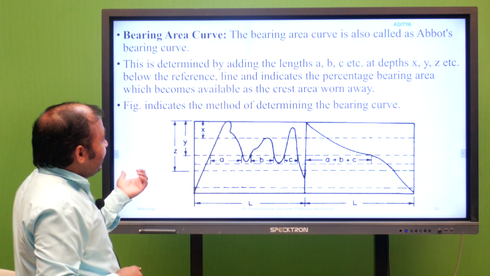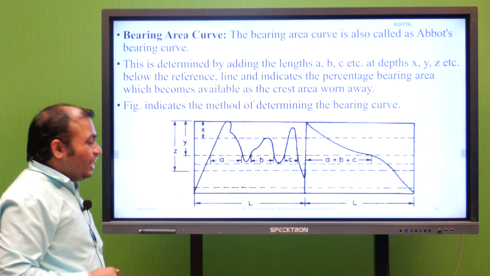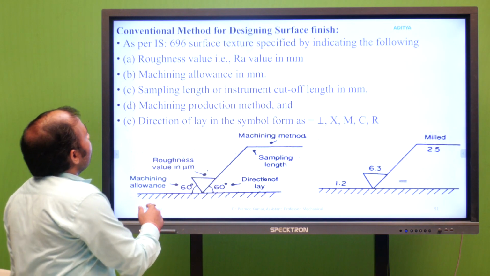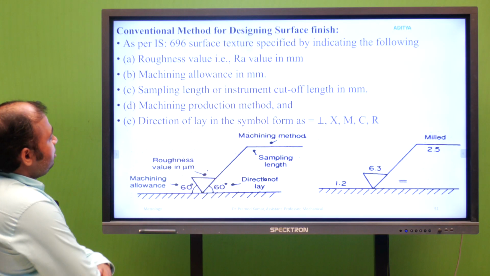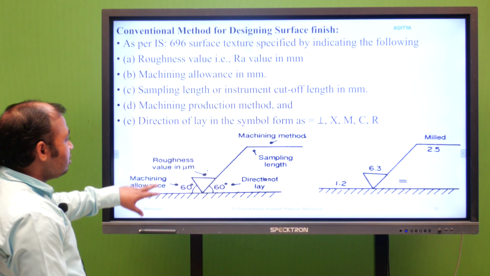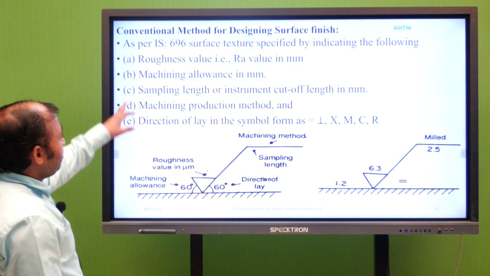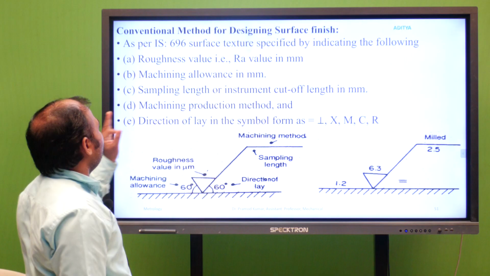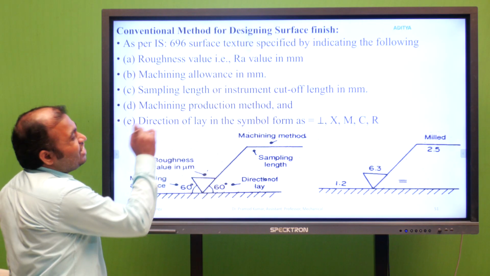This figure indicates the method of determining the bearing curve. You can say in this way the bearing curve can be determined, right? Now we have a conventional method for designing the surface finish. You can see these symbols, as per IS 696 surface texture is specified by indicating the following, that is the roughness value, RA value in mm.